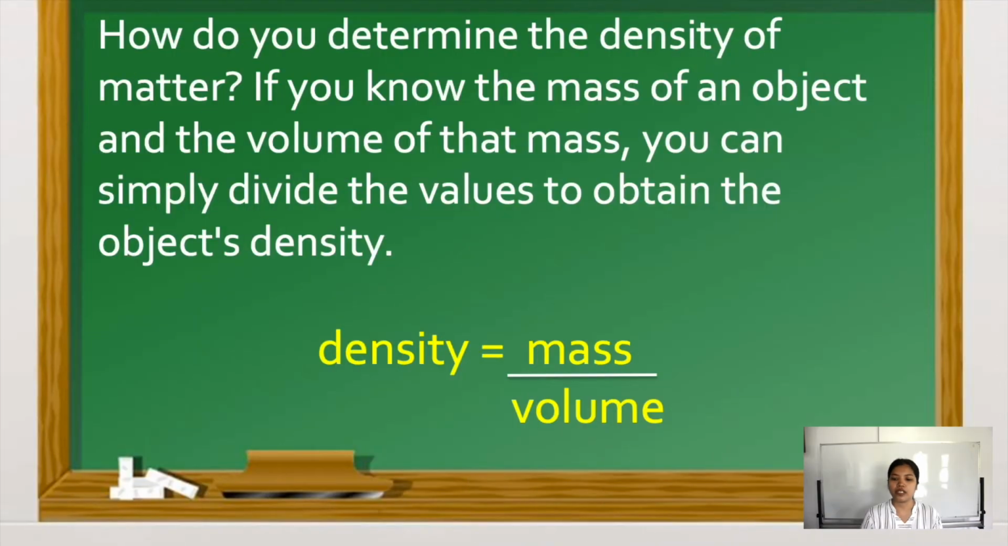How do you determine the density of matter? If you know the mass of an object and the volume of that mass, you can simply divide the values to obtain the object's density.